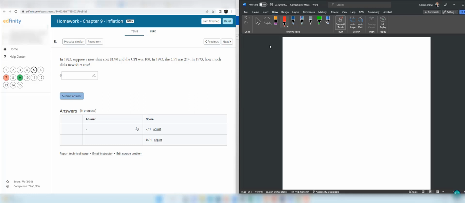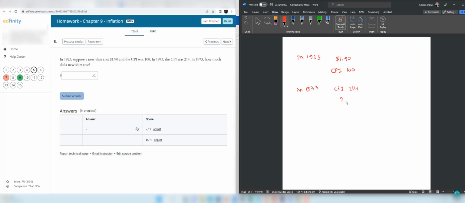Here in this question you have the data for the shirt cost, which in 1923 is $1.90. And at that time CPI was 100. In 1973 CPI is given, which is 214, and the t-shirt cost was asked. If you remember, we used the BLS calculator in the class to convert dollar values from a historical period, but there is also a formula that you can use to convert dollar values.